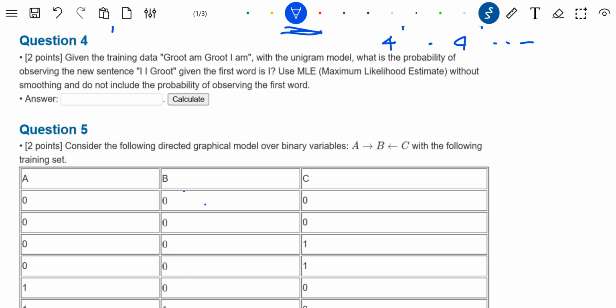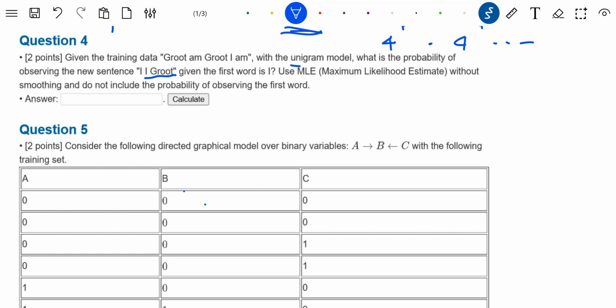This is X3 practice exams, questions 4 to 8. So they're kind of natural language related questions plus some basic network questions. So the first one is asking about the probability of observing a new sentence given the Unigram model.